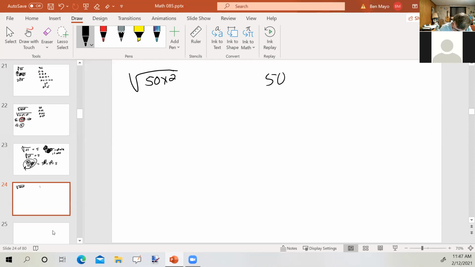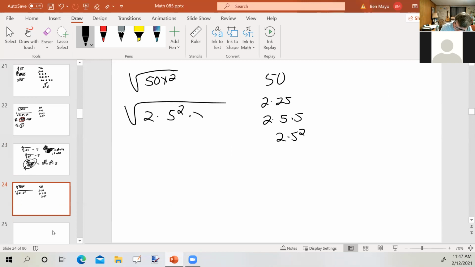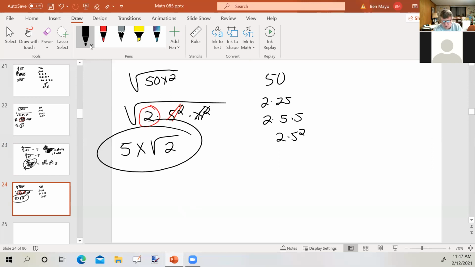Okay, 50 is 2 times 25, which is 2 times 5 squared. So I could write this as 2 times 5 squared times x squared, the square root of all that. You okay with that? Yes. Now, the square root of 2 isn't going anywhere. But what's the square root of 5 squared? It would just be 5. Outside. What's the square root of x squared? Just x? Outside. And my final answer, 5x square roots of 2.